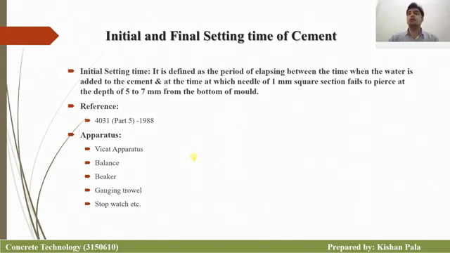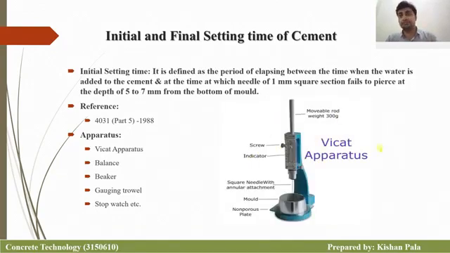The apparatus used for finding the initial and the final setting times are the Vicat apparatus, which you can see in the photo, and a balance, beaker, gauging trowel and stopwatch. Clear? Vicat apparatus for finding the initial and the final setting time of the cement.